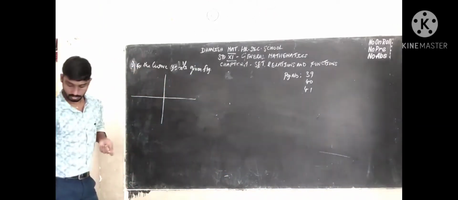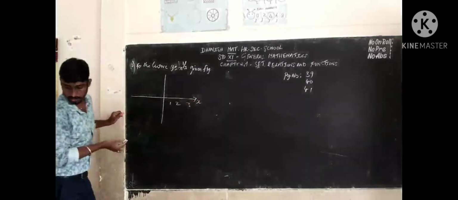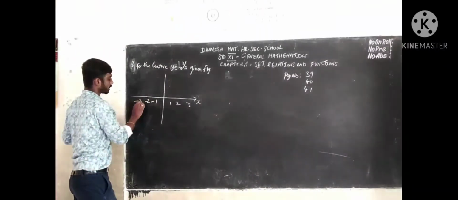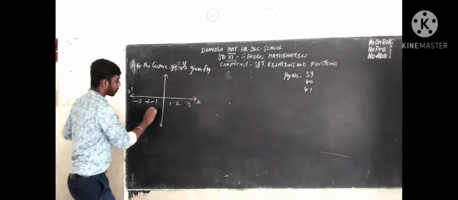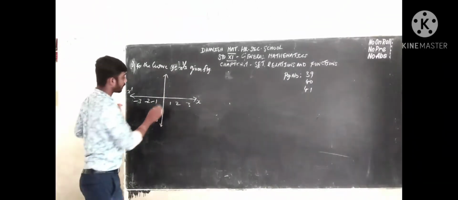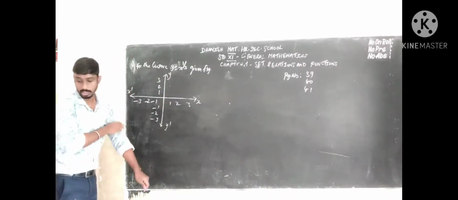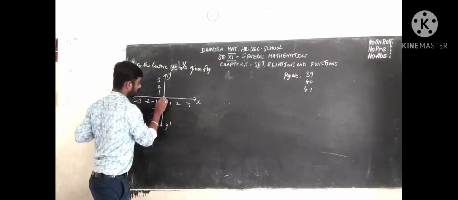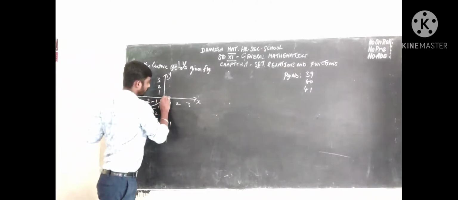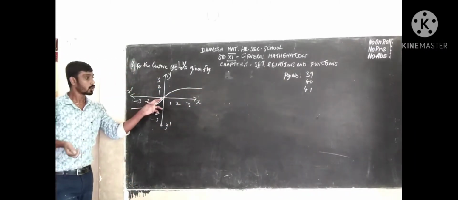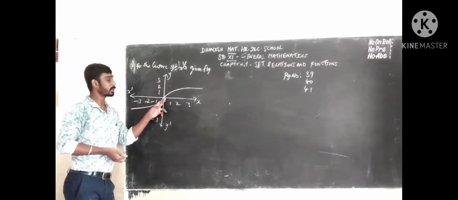So here 1, 2, 3 on x, then minus 1, minus 2, minus 3 on x dash. Then minus 1, minus 2, minus 3, then 1, 2, 3 on y, y dash. What is the curve given in the question here? Listen, it will be drawn like this. This curve goes into the origin. It will be traveling to the origin type.